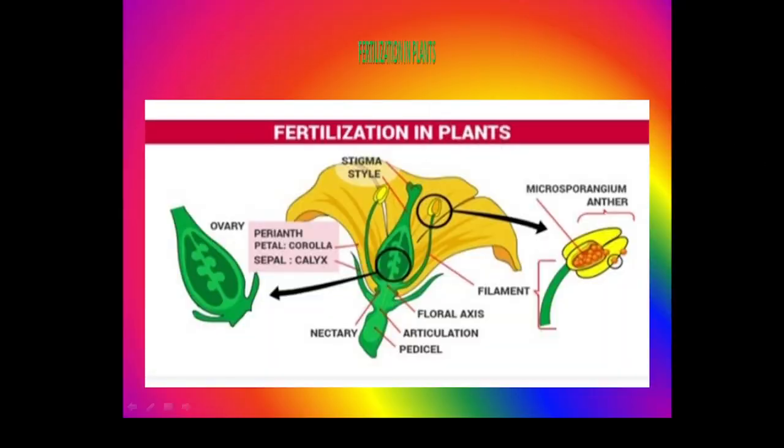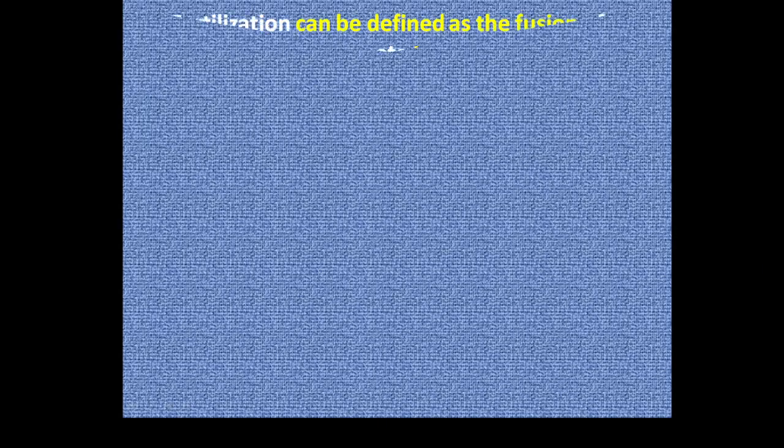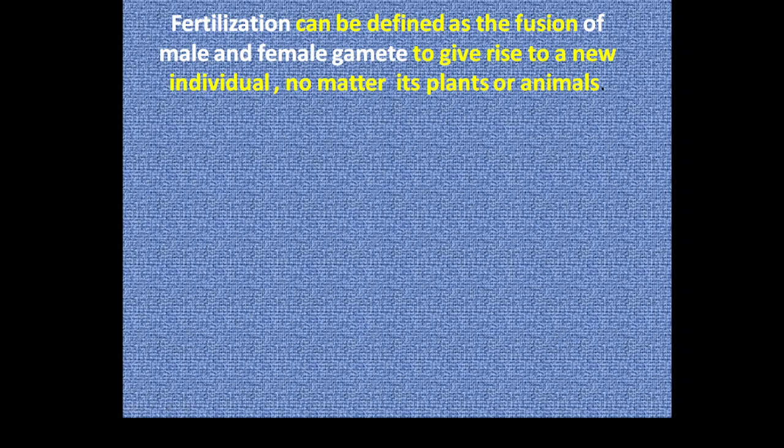Nice. Now we are going to do the fertilization in plants. First, you need to know what fertilization is. It is defined as the fusion of male and female gametes to give rise to a new individual, no matter whether it's plants or animals. This is a basic definition, but here we are going to do the fertilization in plants, that is mainly in the flowers.